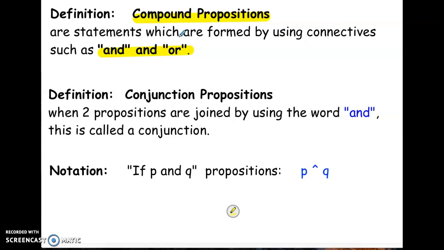Conjunction propositions are two propositions joined by the word and. The notation we use is P and Q. It looks like an upside down V.